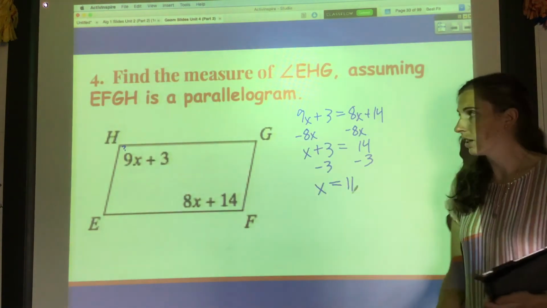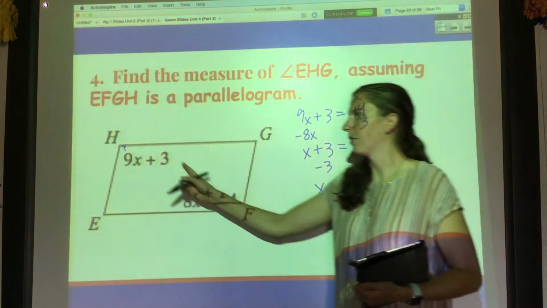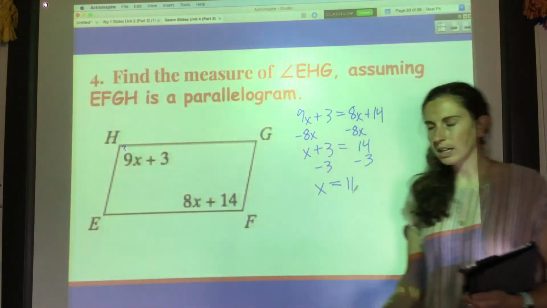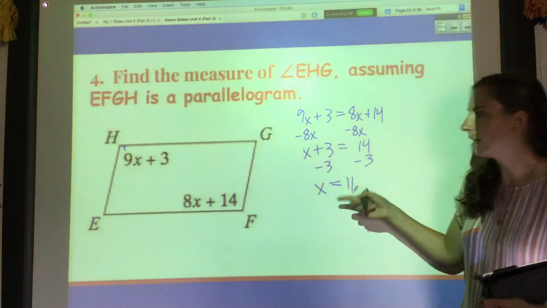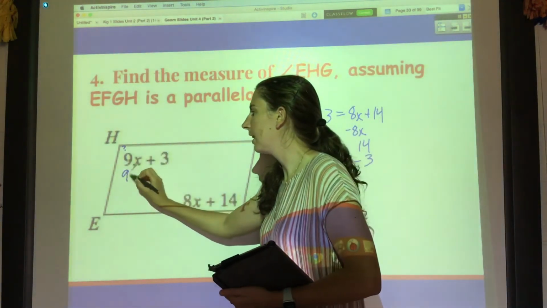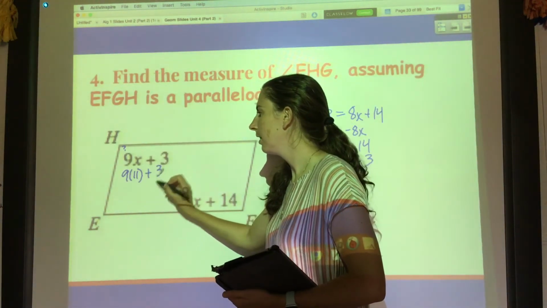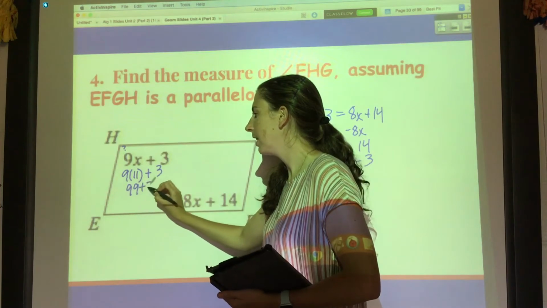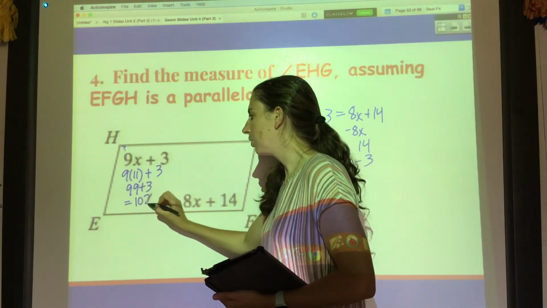That's not the answer though, it asked me to find the measure of this angle here. So what I can do is just take x, which is 11, and put it in. So 9 times 11 plus 3, which is 99 plus 3, which is 102 degrees.